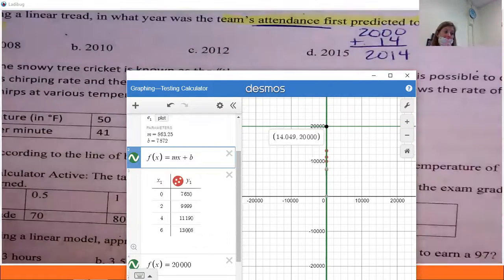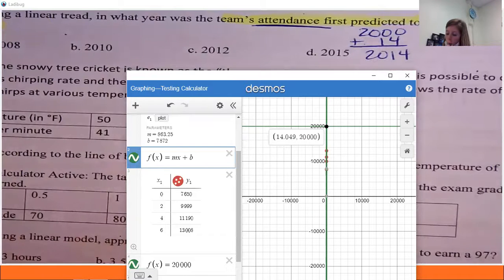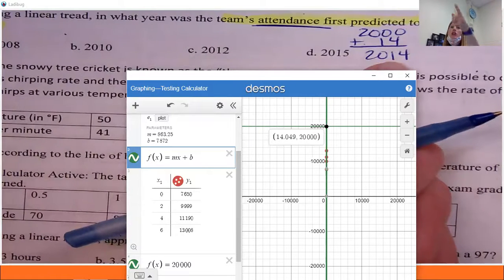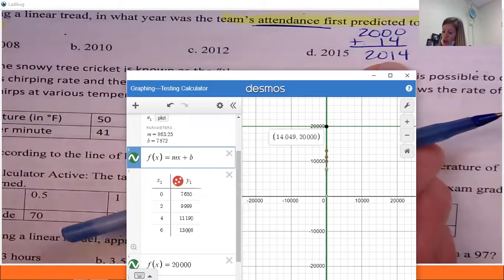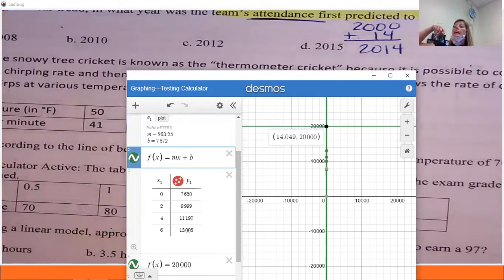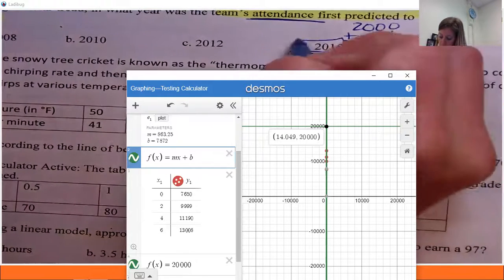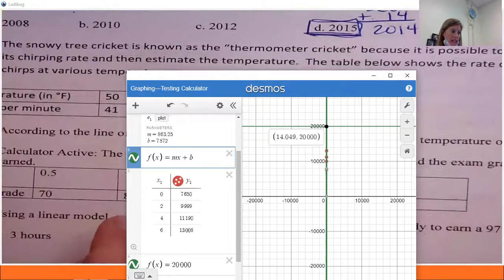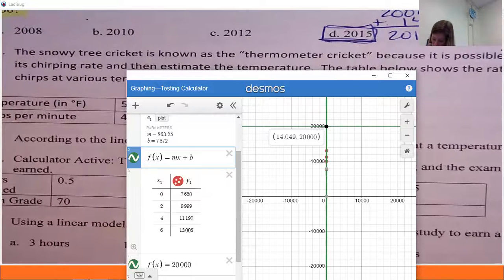Luckily, that's not an answer choice because that would actually be wrong. Why would 2014 be wrong? What's the question asking? We want it to be greater than 20,000. So at 2014, it's exactly 20,000. What year will it be greater than that? 2015. You have to go the year above that. So 2015 is your answer.